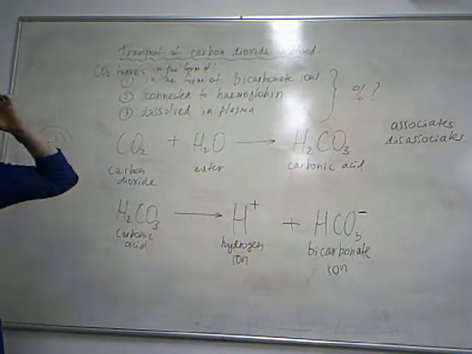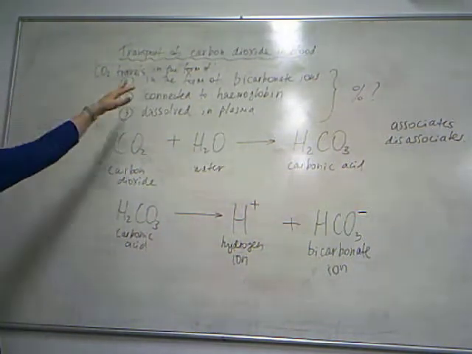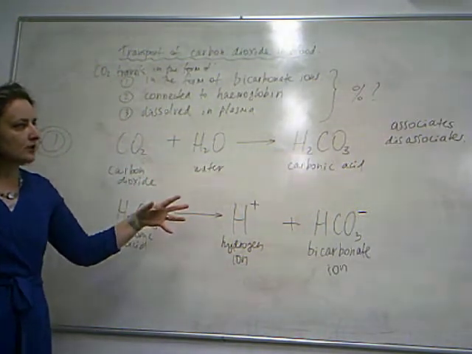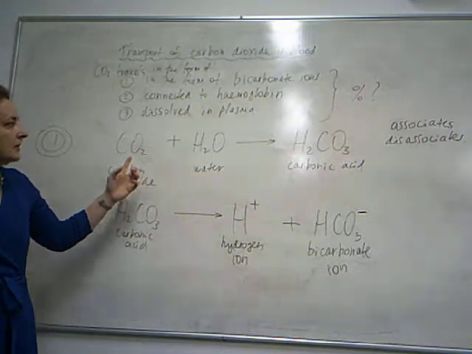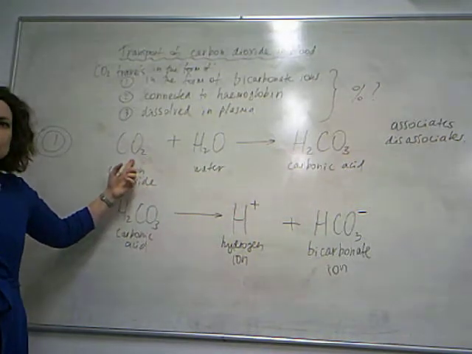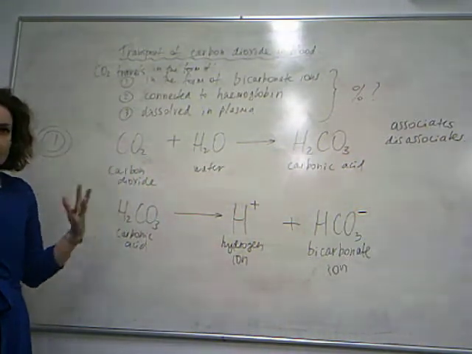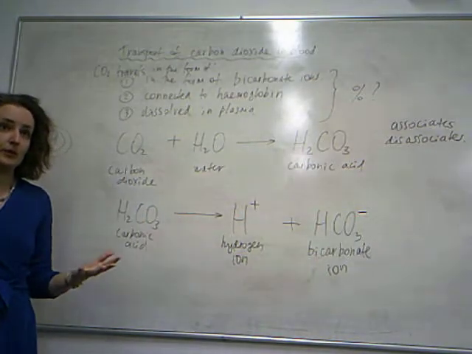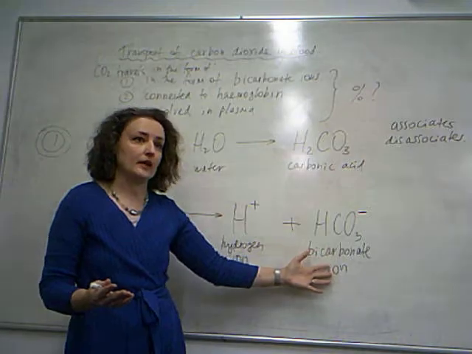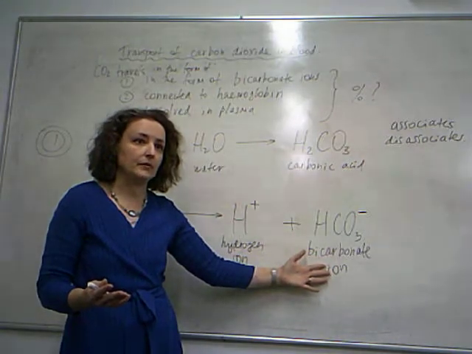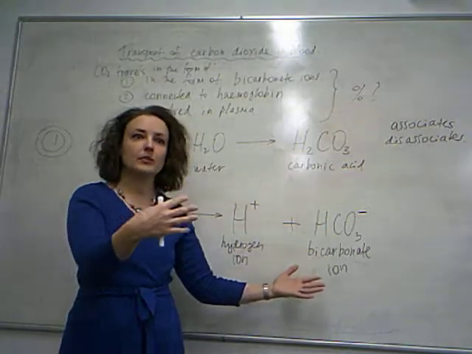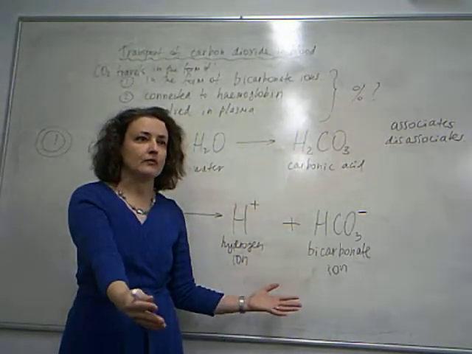So coming back to the first idea of transport, what these two equations show you is that carbon dioxide is not traveling predominantly in the form of CO2, but instead what is traveling in your plasma are these ions, including bicarbonate ion. So that's what's going to be moving with the bloodstream through your body.